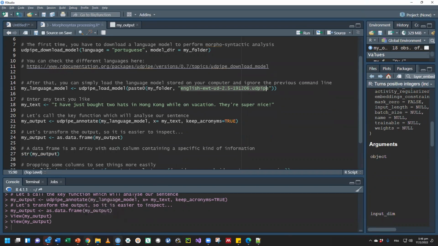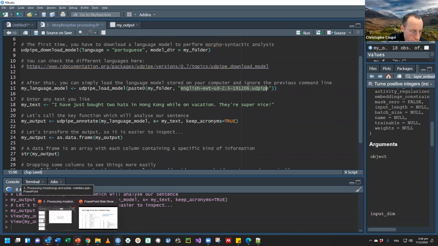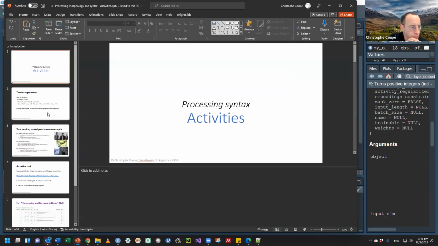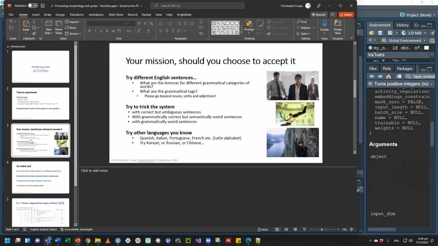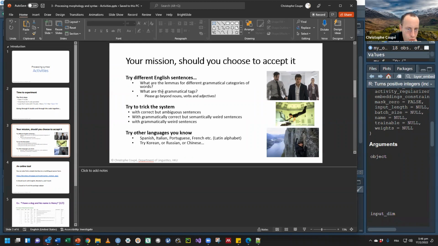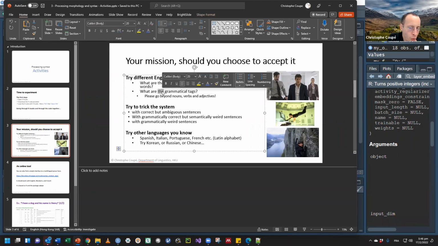So what you can do, you can try that. Open RStudio, download the R code, open the R code in RStudio, and let's use the code. And then you can try different English sentences, and you can check different lemmas for different words you choose. And you can check the different grammatical tags. And if you go online, you can find the meaning of all these tags.